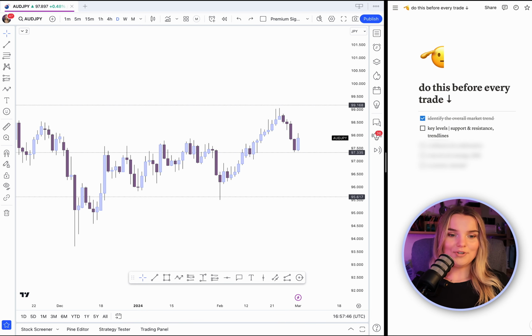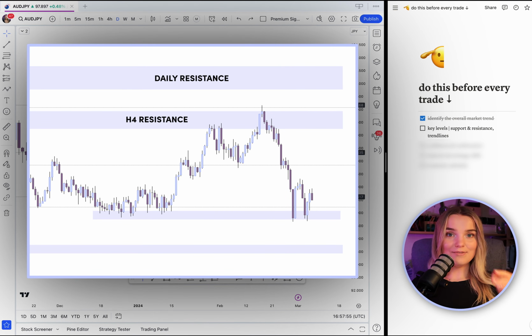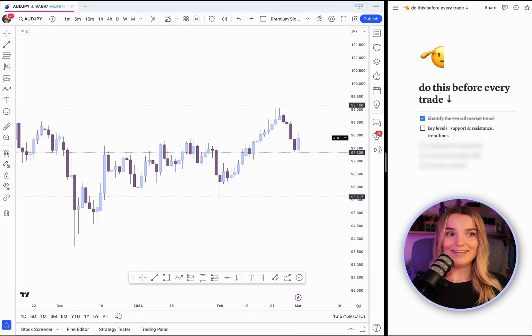I keep my trading charts as clean as possible by focusing on the 2 most significant support levels below the current price and 2 resistance levels above the current price. That's all I need, and that's what I highly recommend you to do and focus on.